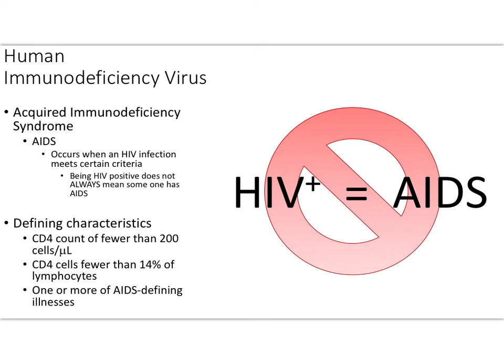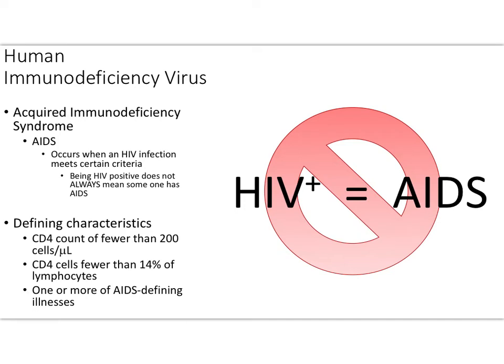It's a certain type of T cell that HIV is very likely to infect. Another defining characteristic of someone having progressed from just being HIV positive to having AIDS is having a CD4 count of fewer than 14% of lymphocytes total. So lymphocytes are certain types of white blood cells, and if we look at that group of white blood cells, the lymphocytes, and just look at the total number of CD4 cells that they have, if that's fewer than 14%, then they are considered to have progressed into AIDS.